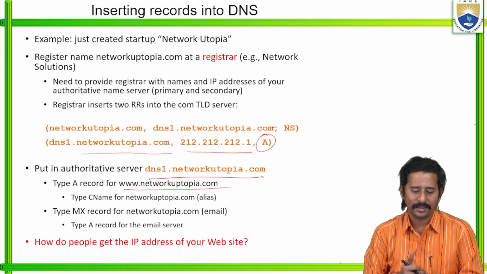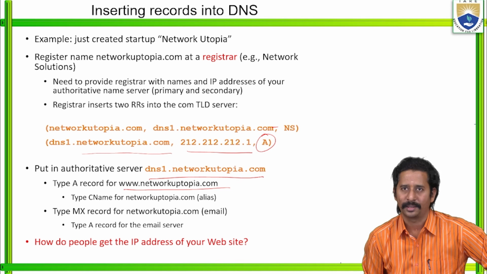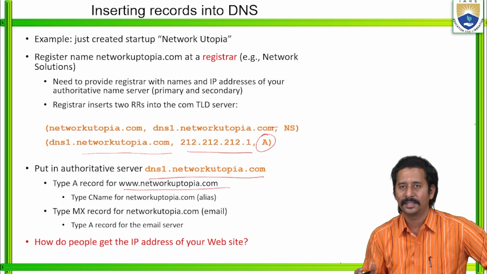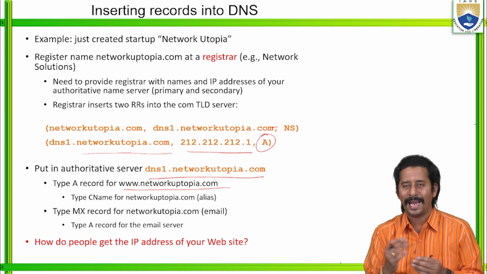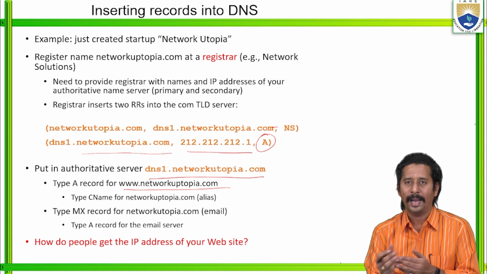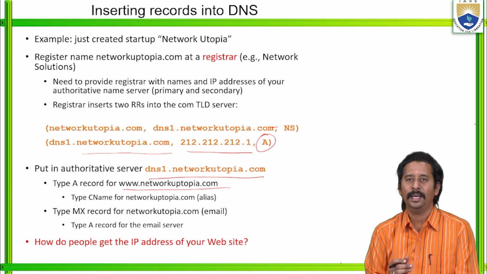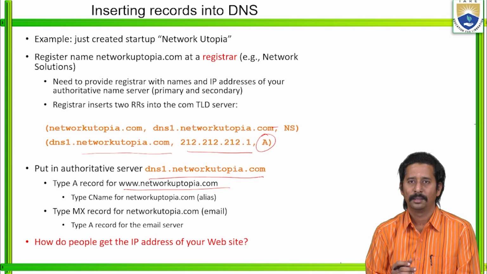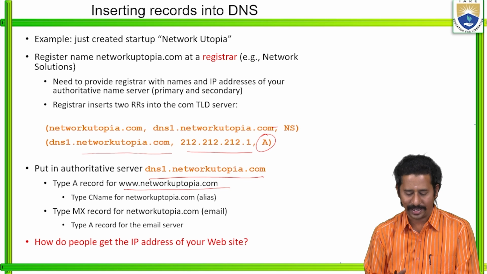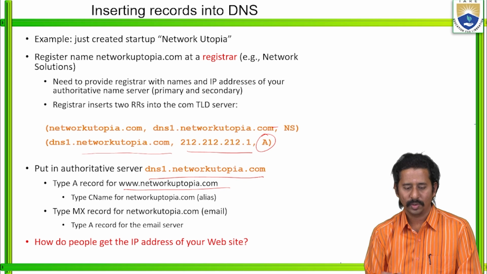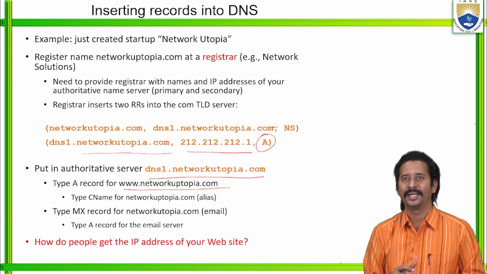Now, how do people get the IP address of this particular website, dns1.networkutopia.com? That is the functionality of DNS, which maps names to IP addresses. So the IP address of a particular requested name can be accessed directly with the help of this name, which maps to the IP address. That represents DNS, the domain name system.